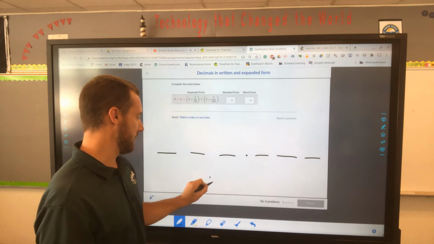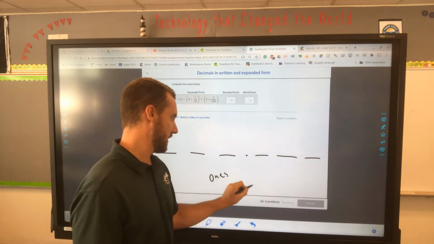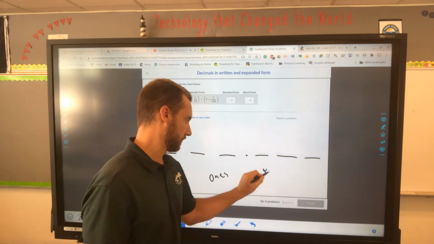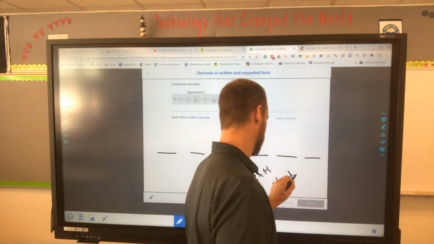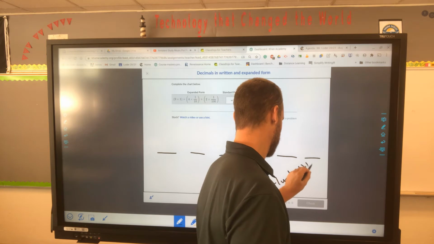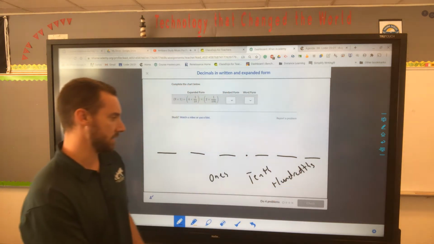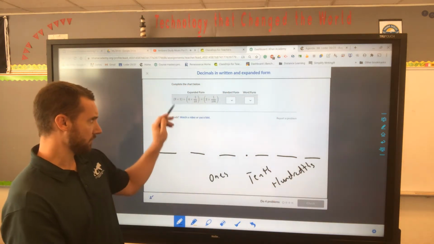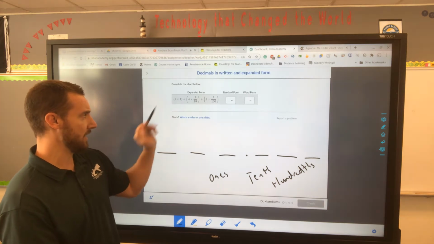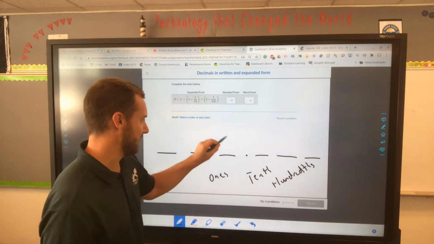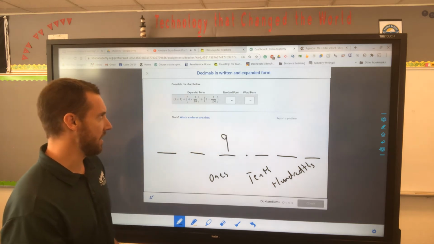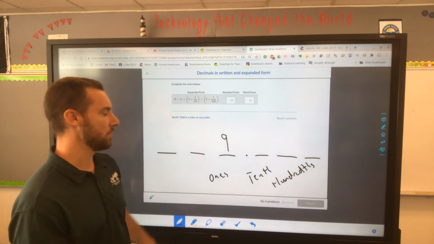We know those are the ones, tenths, hundredths. All right, we're not going to have a thousandths on this one. Okay, so this one says 9 times 1. Well, I know 9 times 1 is 9, right? So we're going to put a 9 right there. 4 times 1/10.